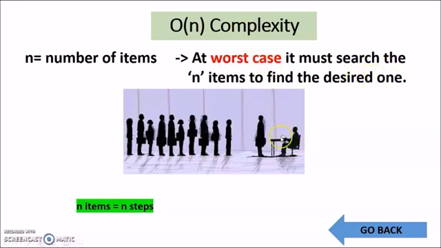Let's say an interviewer is going to interview around 20 people, and he has to interview all 20 one by one. He finds the best person for his job only at the 20th person, yet he still has to go through all the persons. So this is the case where the array is not sorted, that is n items equals n steps.